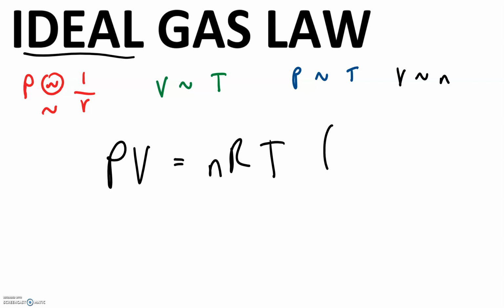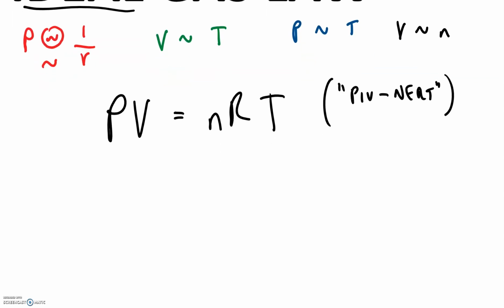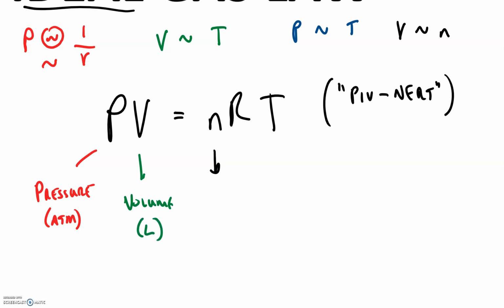So we actually pronounce this "PIV NERT" because it makes it easier to remember. And let's make sure we're cool with all the variables. This is pressure, and we're going to use the unit atmospheres for this one. This V, this is volume, and we're going to record volume in liters. This N, this is moles, and it's just how many moles we have. And this guy, T, this is going to be temperature, and we are going to make sure we put this into kelvins.